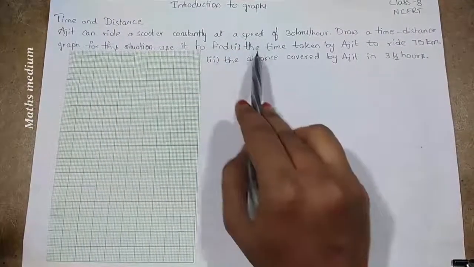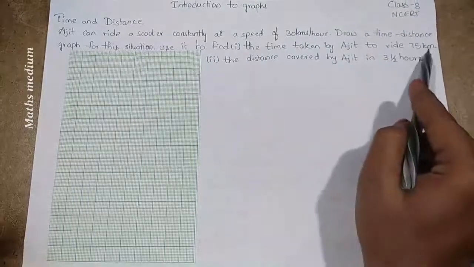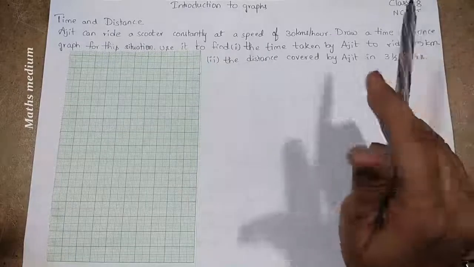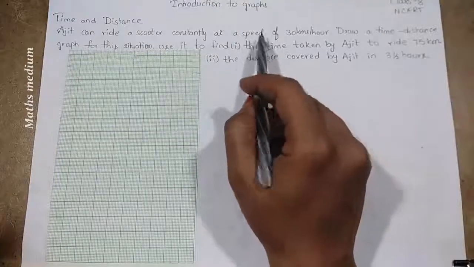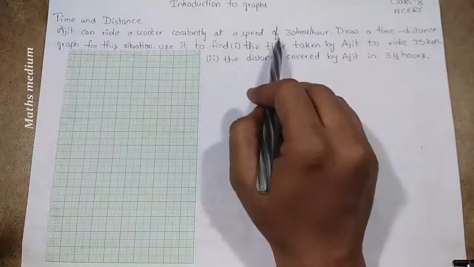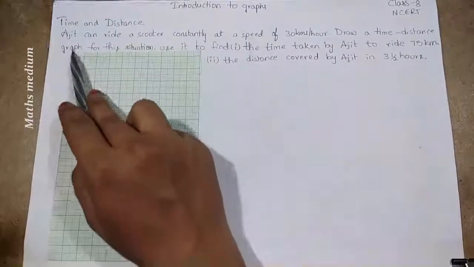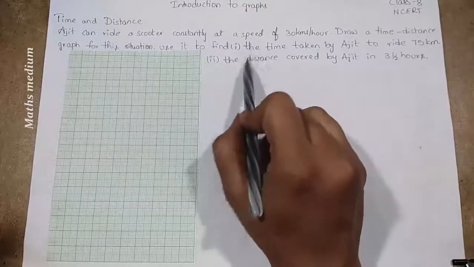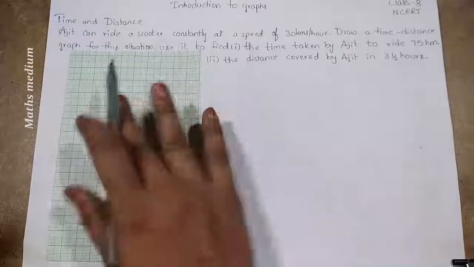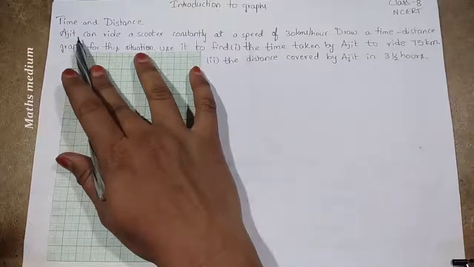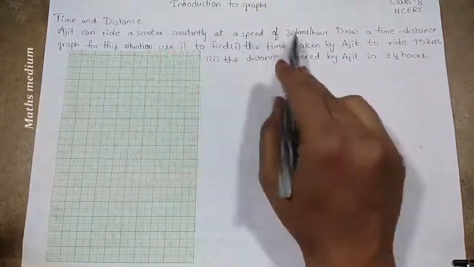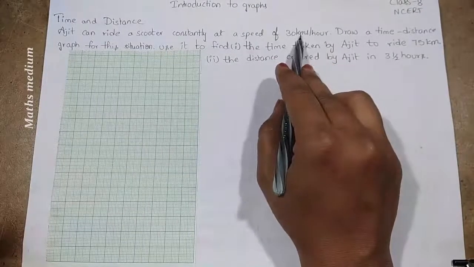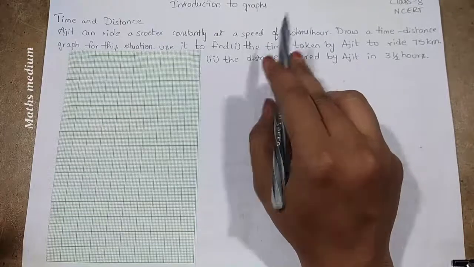Use it to find the time taken by Ajit to ride 75 kilometers, and the distance covered by Ajit in 3.5 hours. So first of all, we have to take the tabular form of time and distance. After that, we have to draw the graph between time and distance. After drawing the graph, we have to answer these two questions. So first of all, take the tabular form for Ajit riding the scooter constantly at a speed of 30 kilometers per hour. By calculating that, we get the graph.